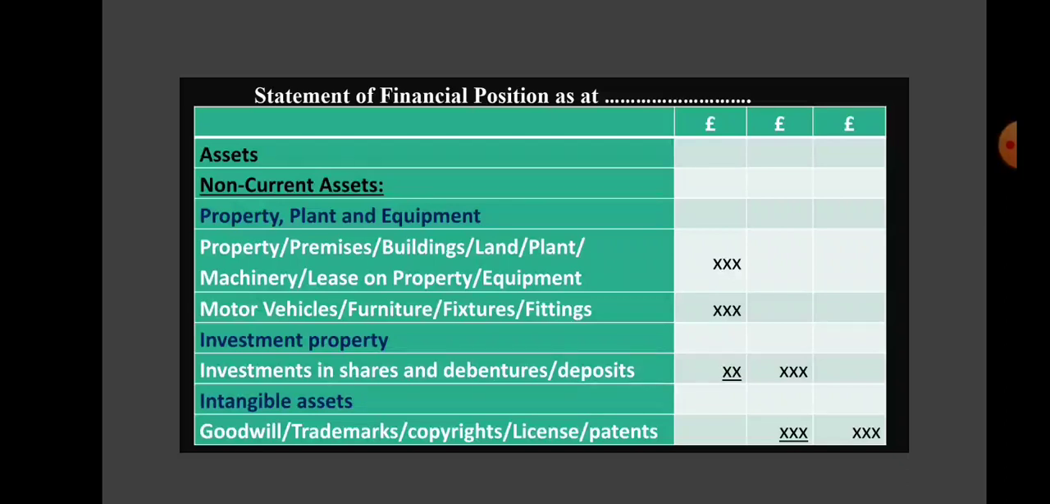Then the company can hold some intangible assets also. Intangible assets means the assets which do not have physical appearance, like goodwill, trademarks, copyrights, license, and patents.